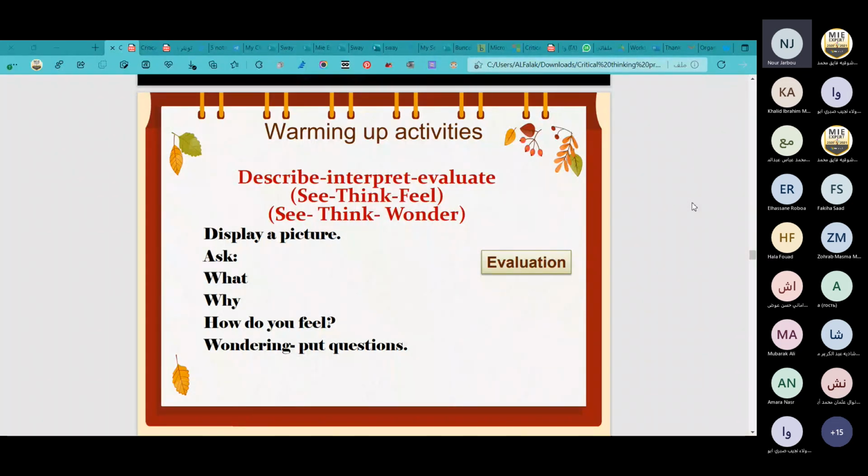We can display a picture at the start of the lesson and ask students to say what they see, to think about the picture, and at the end they ask questions about the picture. And in each activity, I'm going to ask you what sub-skills could be enhanced by using these activities. For example, this one enhances evaluation.